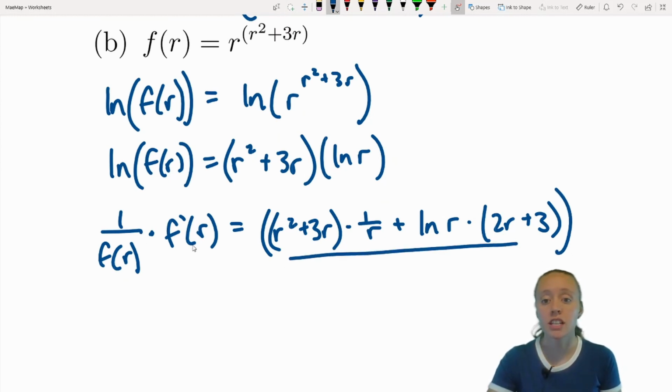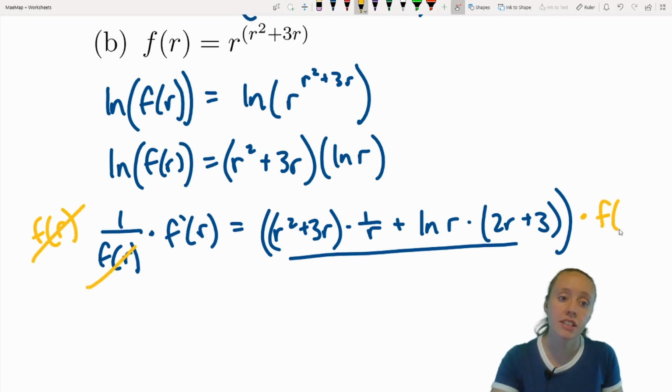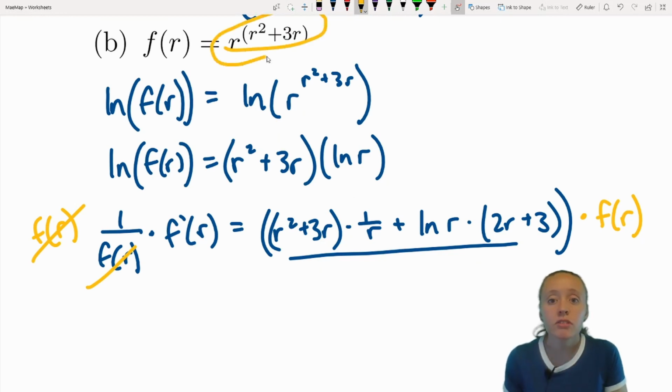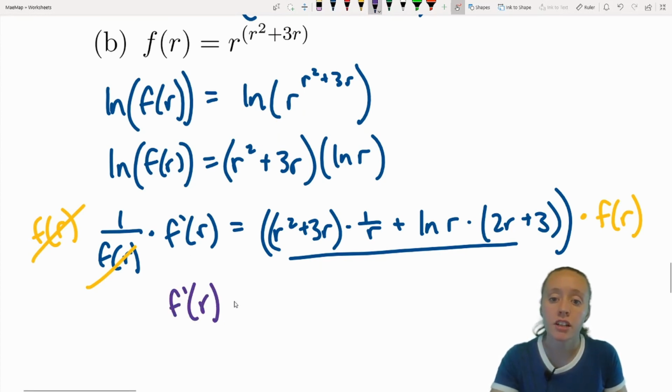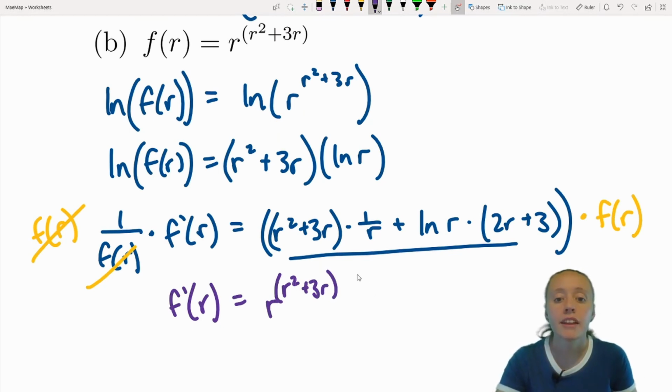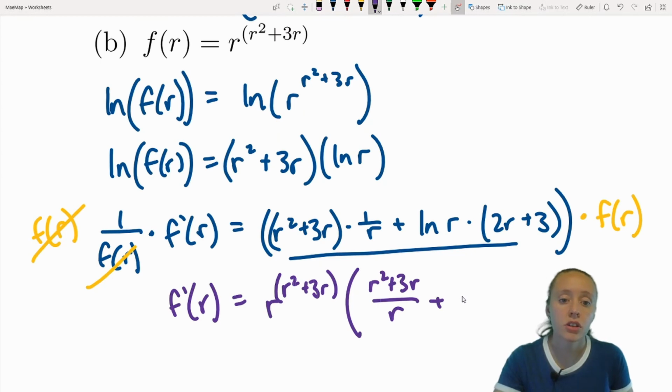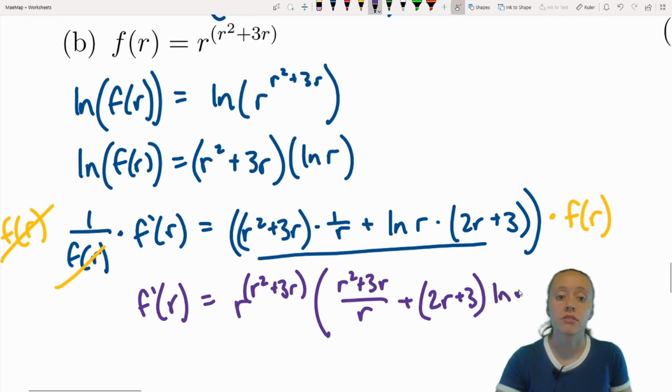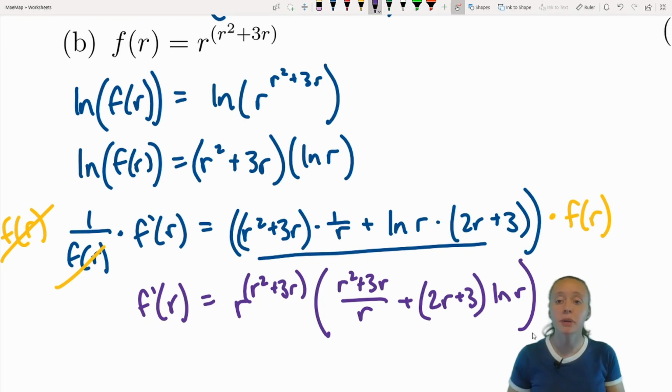I just need to simplify this down and solve for f prime of r. And in order to do that, I'm going to multiply by f of r on both sides to cancel it out from my left-hand side. And remember, f of r is that original function that gets multiplied to everything. So writing this out, I'm going to have f prime of r equals, I'm going to write my f of r first. That's going to be my r to the r squared plus 3r, and I'll put that in parentheses so you can see that is my exponent, and that gets all multiplied by r squared plus 3r over r plus 2r plus 3, that quantity, times the ln of r. And there we have it. That's my derivative in part B.